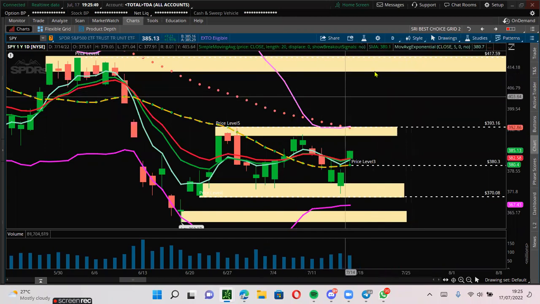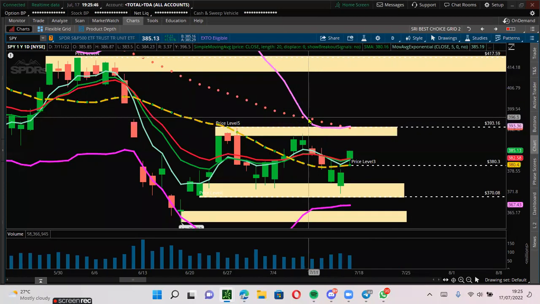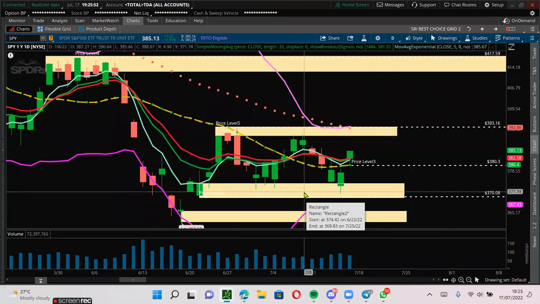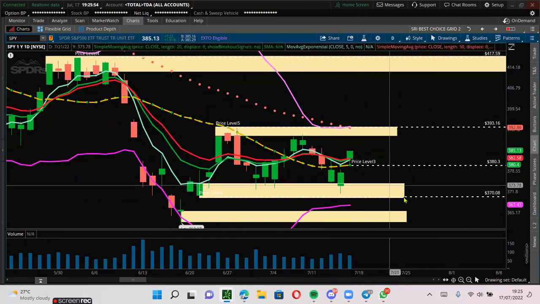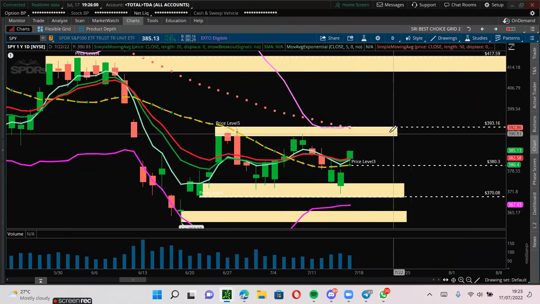So there is another thing I also wanted to add on this. We added SMAs, EMAs, Bollinger Band, and support and resistance zones. Next thing is I'm going to add a trend line.